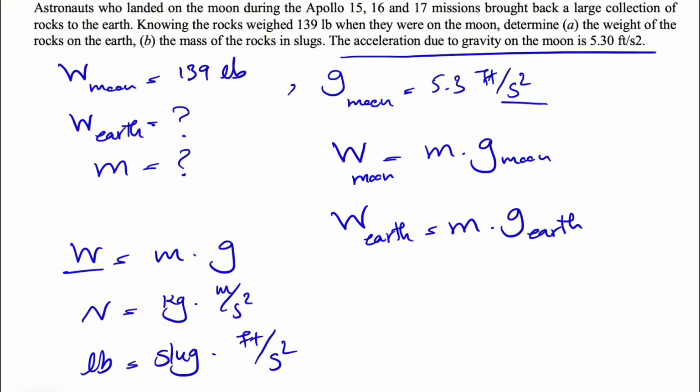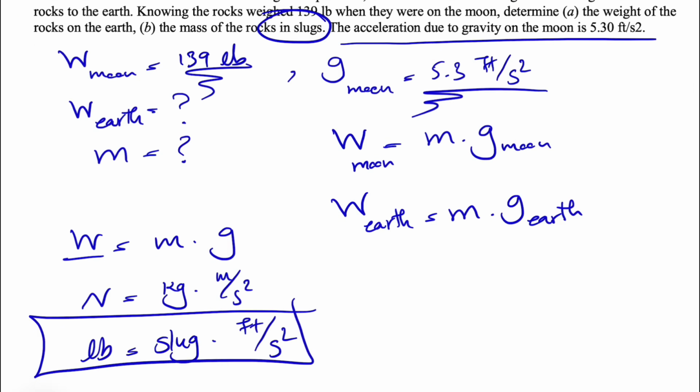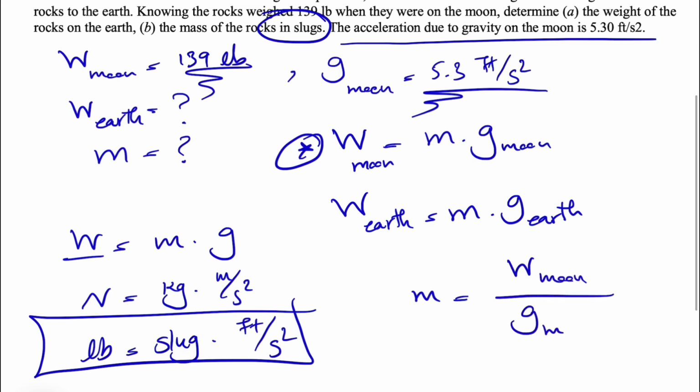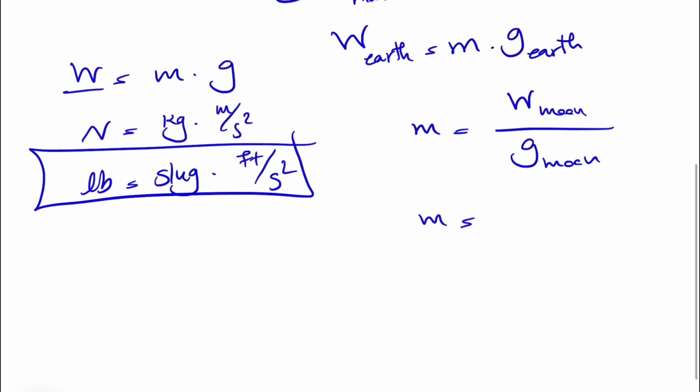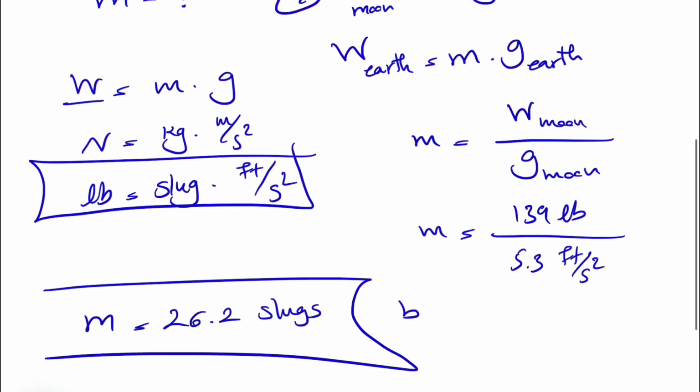So if we look at all the units here, we see that our g is in foot per square second, our weight is in pounds, and the question is asking for the mass in slugs too. So it seems that we are dealing with this one here, and let's see what we can do. First of all, let's find the mass. From the first equation, we have mass equals weight on the moon over the acceleration of gravity on the moon. So our mass will be the weight, which is 139 pounds, over the acceleration of gravity on the moon, which is also a given in the question, 5.3 foot per square second, and from here our mass will be 26.2 slugs.